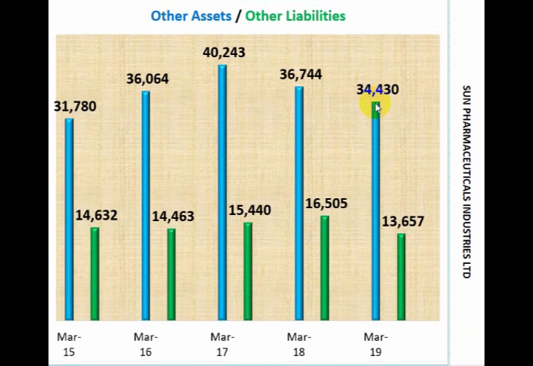Here we can see the assets to liabilities comparison. The company's assets, indicated in blue, have been at around 31,000 crores to 34,000 crores in March 19, whereas the liabilities were quite low at around 13,000 in March 19. So we can see that assets are large enough to pay off these liabilities which may arise in March 20 or March 19.